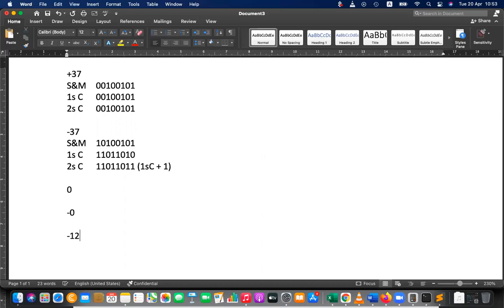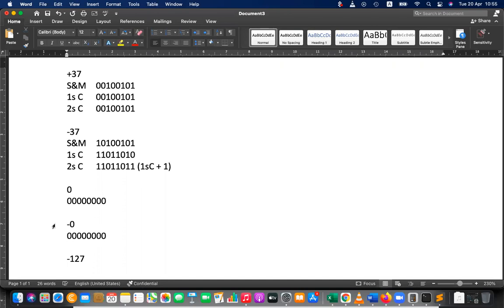Also minus 127 in all three methods. Can you quickly write? The first one is easy, right? First one is easy. It's 0 0 0 0 0 0 0. That is for all three. The positives are the same. For negatives, it's different.